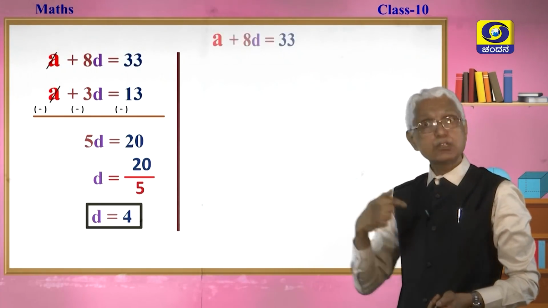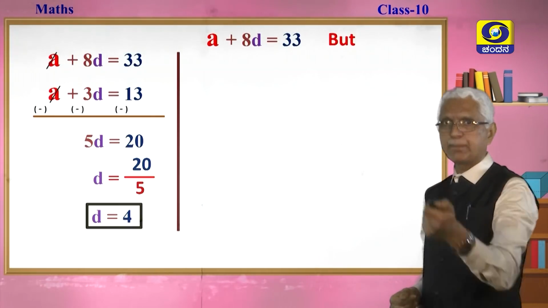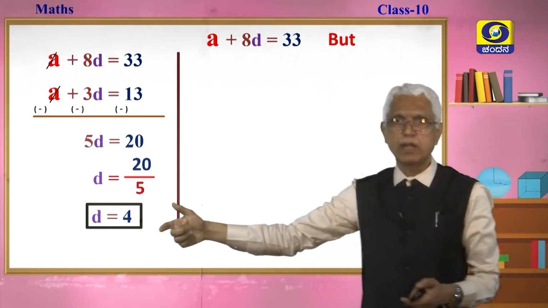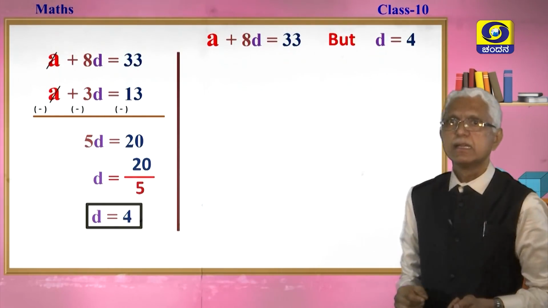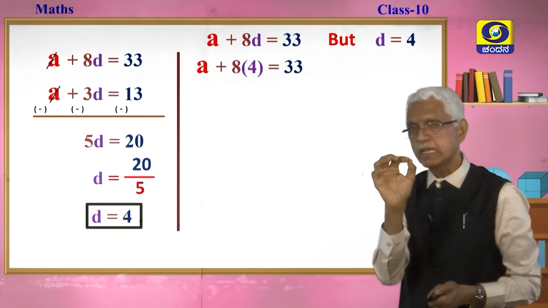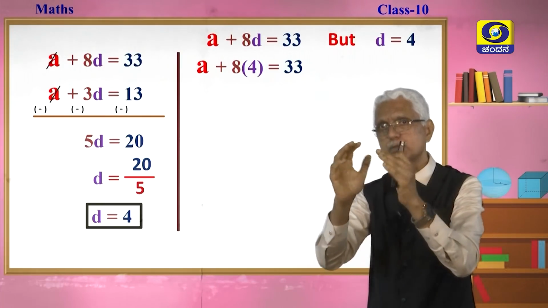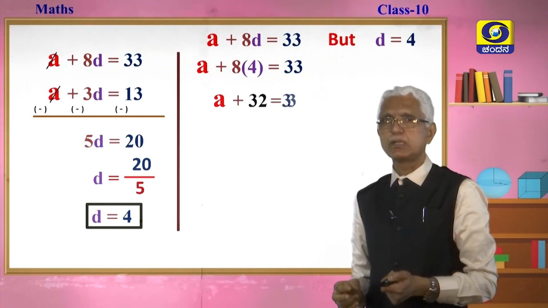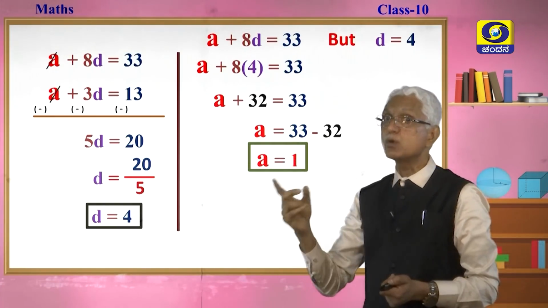Now, I need to find out a. How will I find it? Take any one of the equations. I take a plus 8d is equal to 33. What is d? It is already solved. d is 4. Please go and substitute it there. In place of d, you substitute 4: a plus 8 into 4, 8 fours are 32. a plus 32 is equal to 33, and a is equal to 33 minus 32. a is equal to 1.